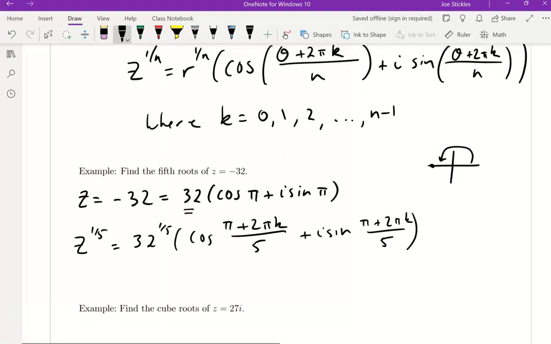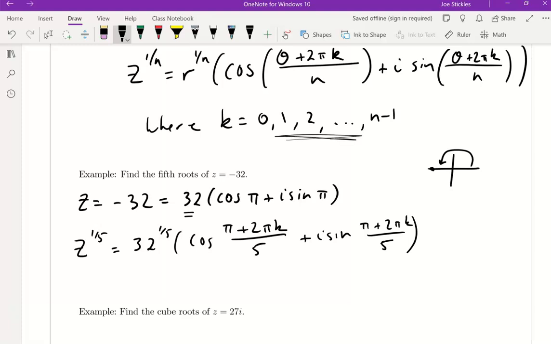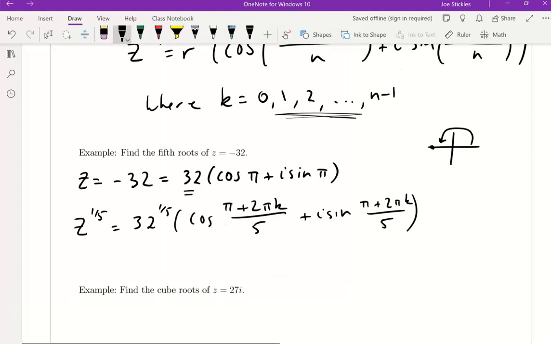Since our n is 5, looking up above what I wrote, what values are you going to plug in for k in this case? 0 up to 4, right? Okay. So if you have k equals 0, we'll have 32 to the 1/5 power, which is just 2, cosine of pi over 5 plus i sine of pi over 5.